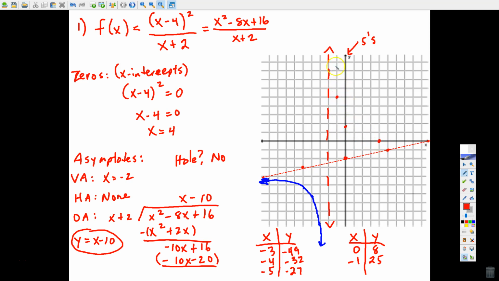We're going to be drawing through these points. We already knew that we're going to cross the x-axis, and we'll stay within our asymptote lines. And it looks something like this. All right, and that's the graph of this rational function number 1.